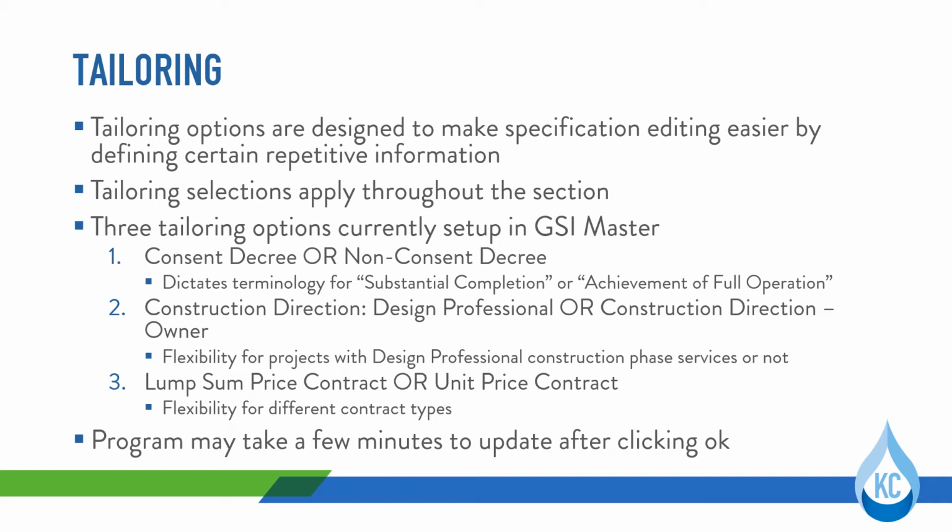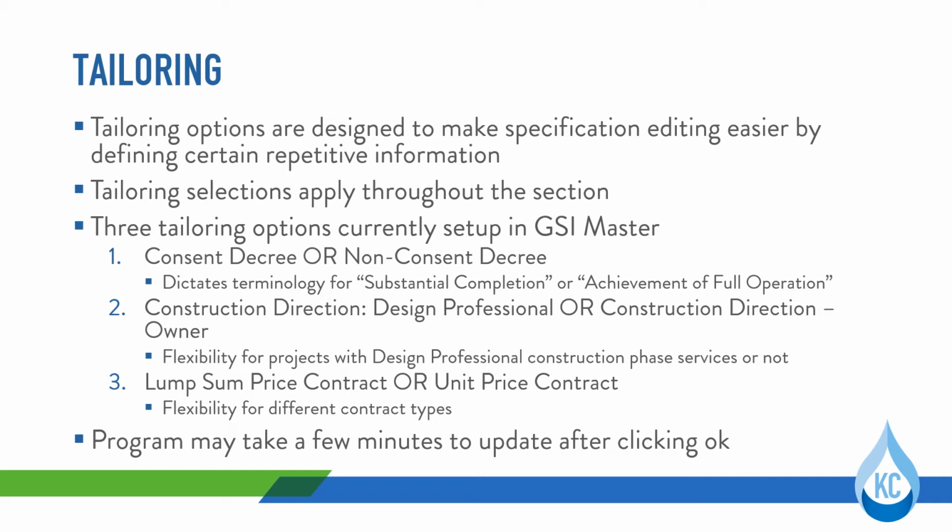These are selecting whether the project is a consent decree or non-consent decree project. Consent decree projects have some differing but important contractual terms defining when the project is operational. Normal city projects typically use substantial completion, whereas consent decree projects use the term achievement of full operation. Choosing consent decree or non-consent decree here sets this terminology throughout the Green Stormwater Infrastructure sections to be consistent with the project's standard front ends.